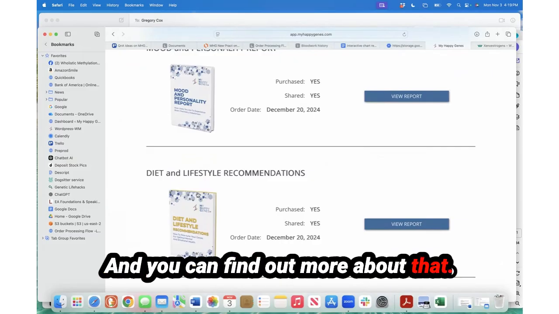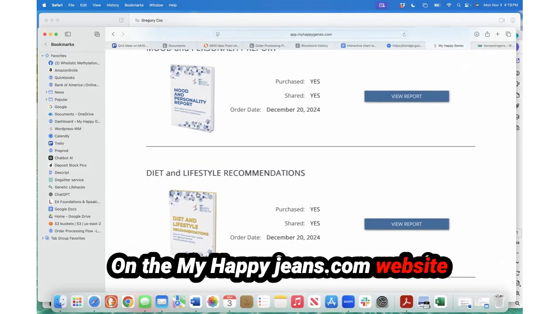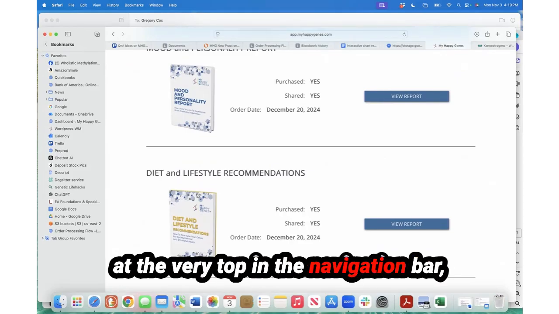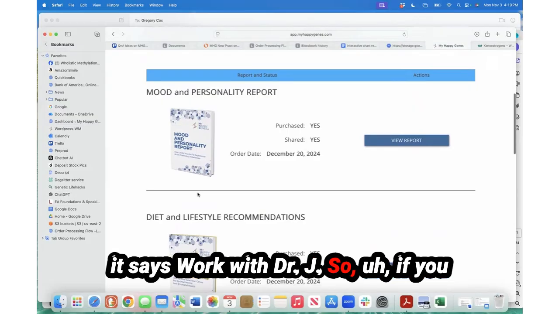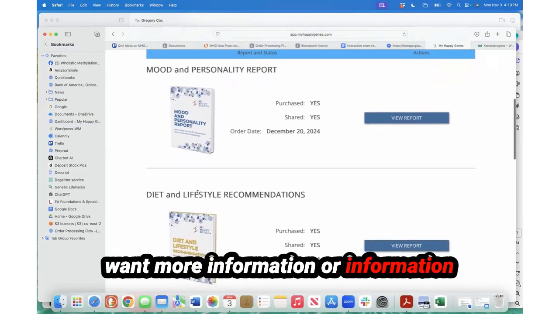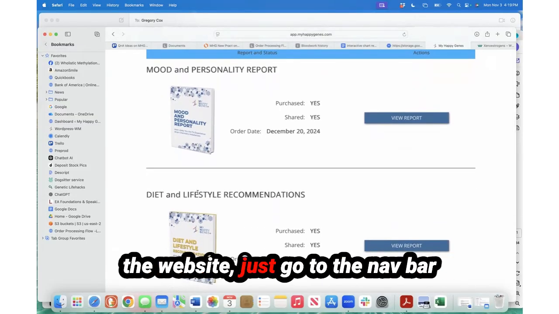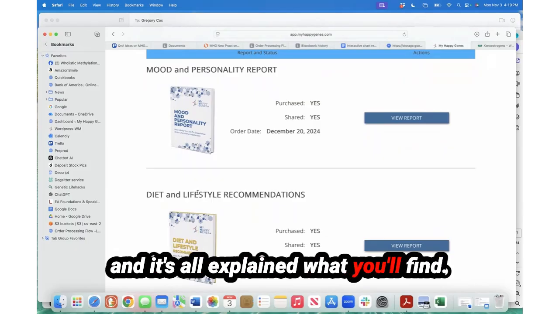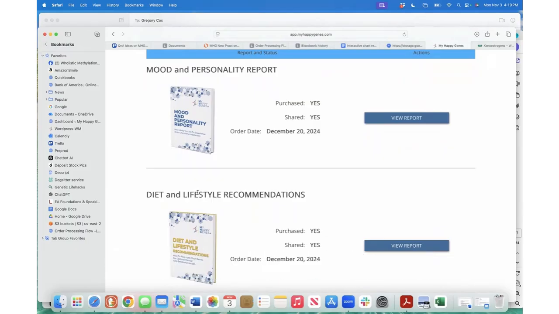And you can find out more about that on the myhappygenes.com website. At the very top in the navigation bar, it says work with Dr. J. So if you want more information or information on all the reports, everything is on the website. Just go to the nav bar and it's all explained. You'll find whatever you're looking for there.